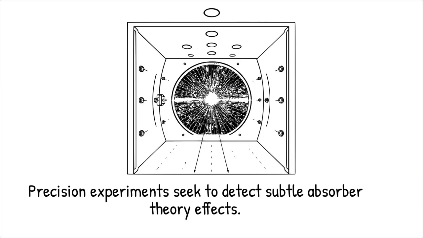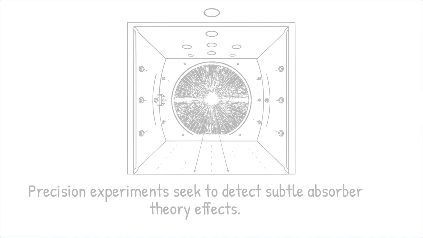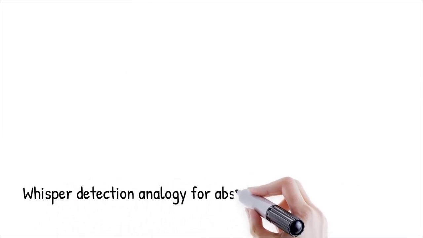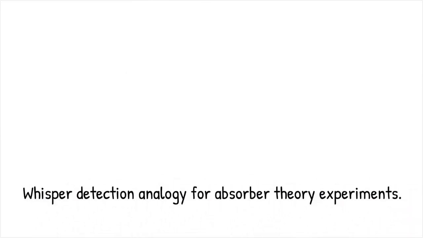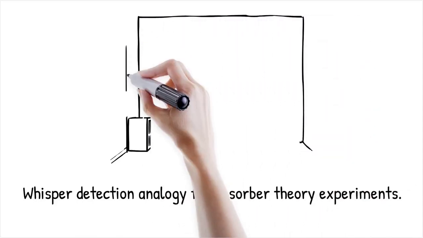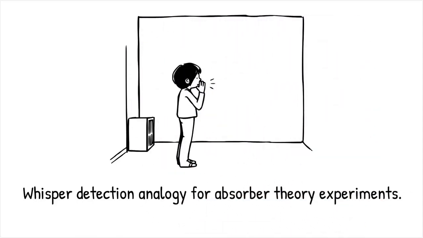Proposals to detect advanced effects involve precision laser interferometry in near-perfect vacuum chambers, but none have observed unambiguous backward signals. It is like trying to detect a whisper in a perfectly silent room. You need ultra-sensitive equipment, yet the whisper vanishes as soon as you strain your ear.